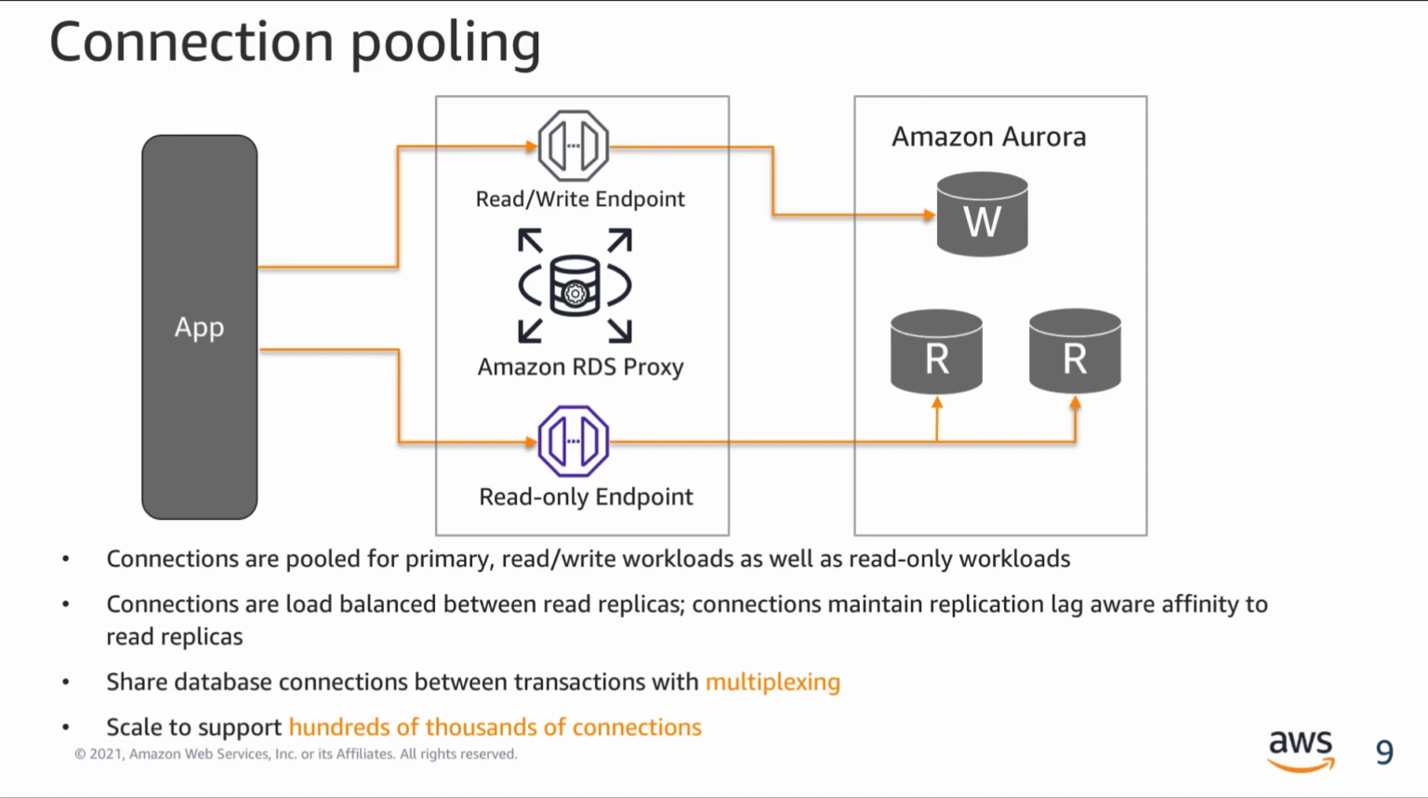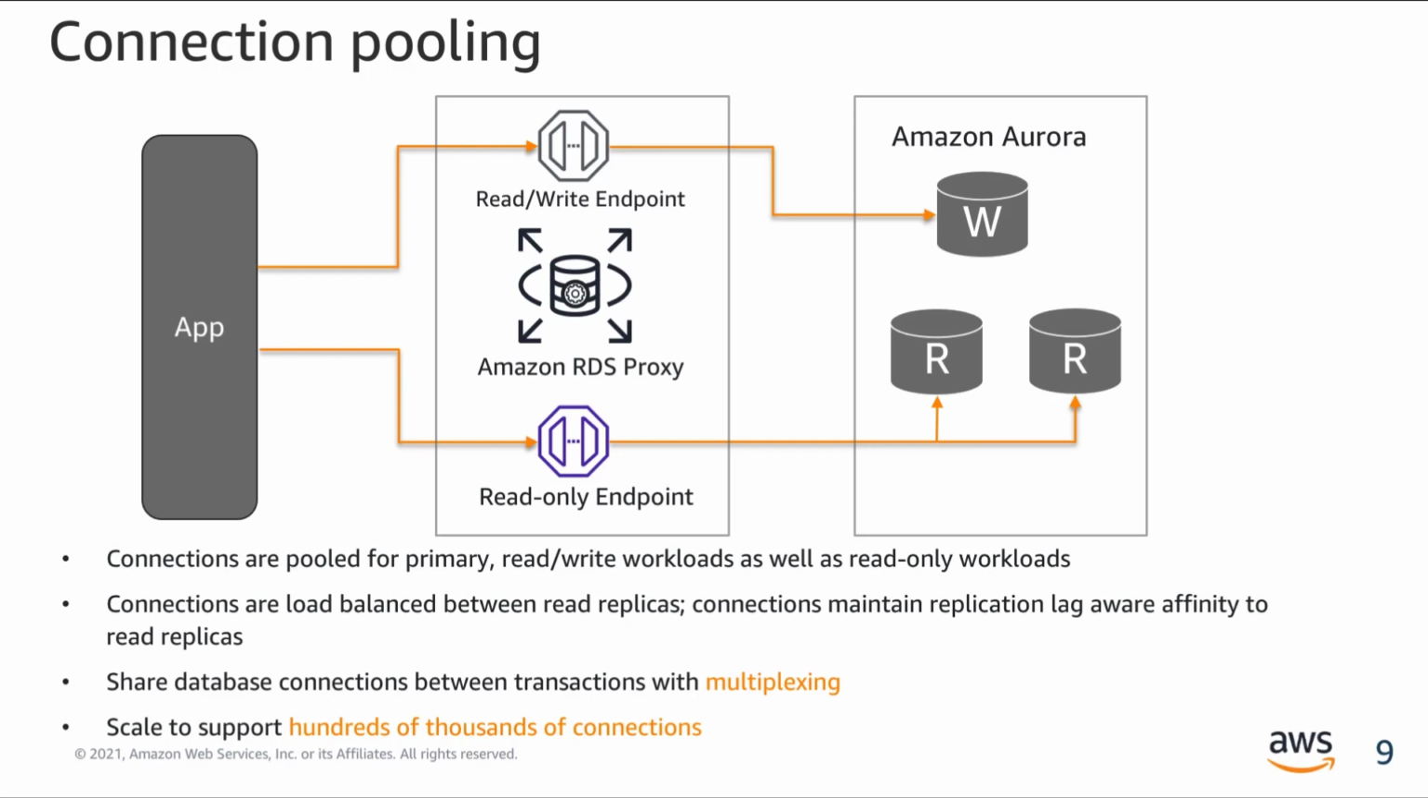And RDS proxy performs connection multiplexing, which reuses the same database connection to serve multiple requests. For example, whenever a connection is not actively executing, during these times, the connection switches to another connection to perform an operation. The connection multiplexing works both for read-write endpoints as well as read-only endpoints. With this, you can increase the scalability of your application without overloading the database resources. And connection pooling works both for read-write endpoints as well as for read-only endpoints for an Aurora cluster.